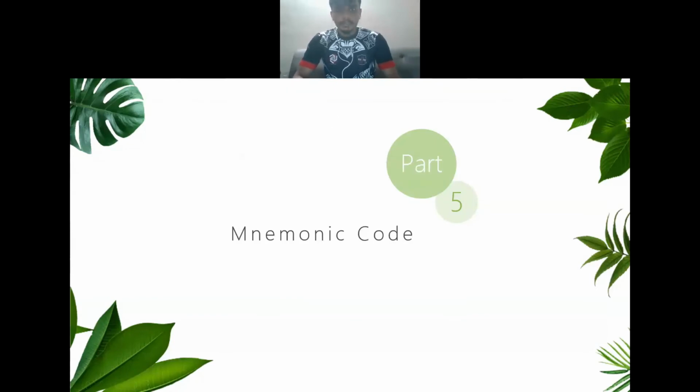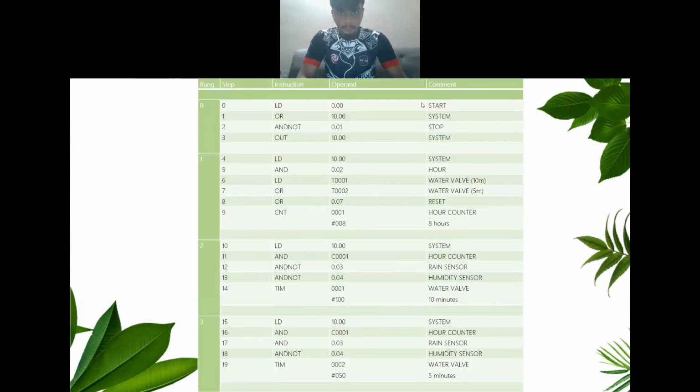Okay, we'll start with the mnemonic code for our program. We'll start with rung 0, which is for the background system, which includes the start push button and stop push button, which is LD and not. And we'll go for rung 1.